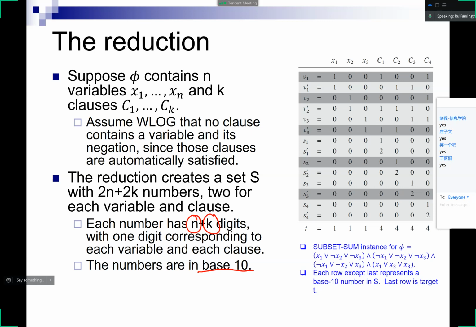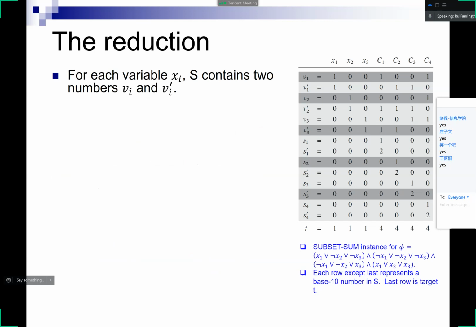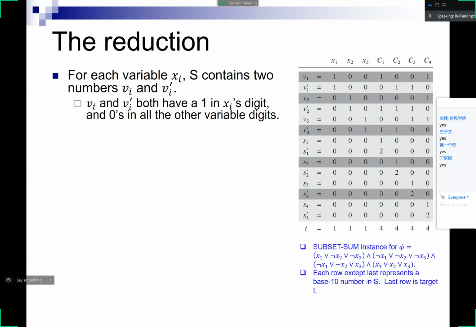Okay, so now I'm going to tell you how to create these numbers. For each variable xi, we're going to create 2 numbers, vi and vi prime. Both vi and vi prime correspond to xi, and they're going to have a 1 in xi's digit and zeros in all the other digits. Okay, so let's do an example here.